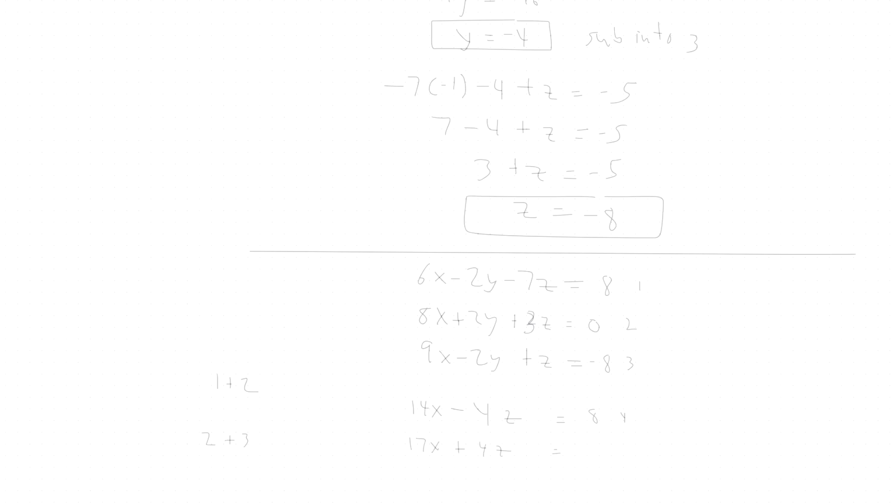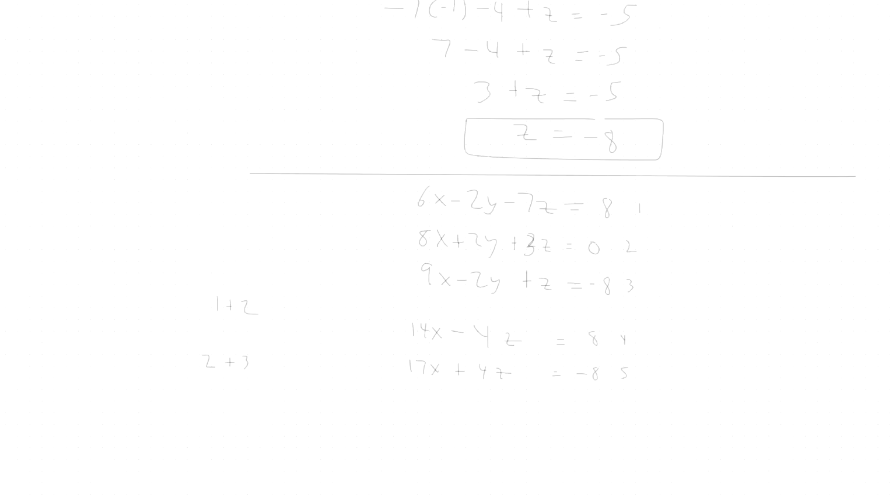Okay, what can we do with 4 and 5? Do we subtract them too? But look at the signs though, negative 4 and positive. So we add. Yeah, we add. Okay, so the z's will cancel out. What's 14x plus 17x? 14 plus 17, 31. So 31x, the z's will cancel out. And then 8 plus negative 8 is just 0. So x is 0 there. X equals 0.